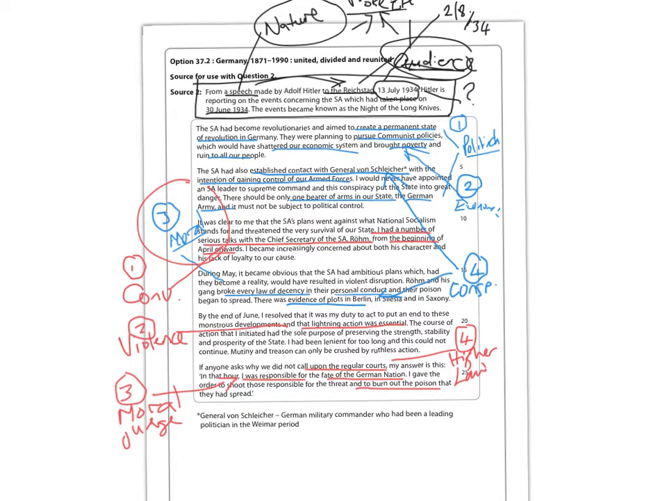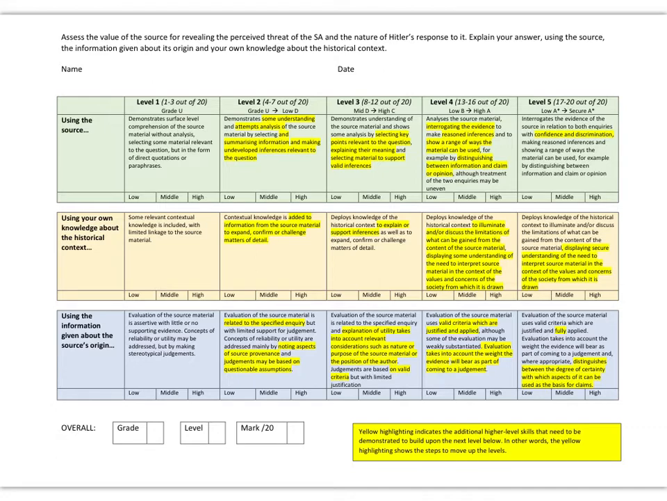So, remember, well, actually, no, let's just talk about the mark scheme first, and then we'll talk about the actual structure of your answer. Remember what I said, the question very clearly gives you the 2 lines of inquiry, and then it says, and it's always the same question, explain your answer using the source, using the information given about the source's origin, and your own knowledge about the historical context. That's what it says in the question.